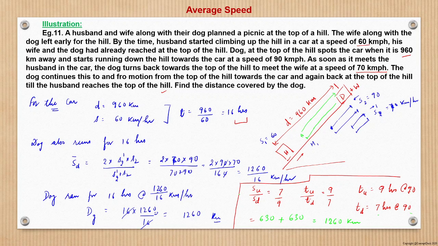kilometer. So this is method 2, roughly we can say so. The total time is 16 hours. The movement upward to the movement downward is 7 is to 9, right? So the time taken for the upward movement upon the time downward will be just the reverse, because the distances are the same in both cases, right? We saw that the distance downward and the distance upward is the same, so the time will be just the reverse of the speed. So in that case 9 by 7, so 9 into 70 and 7 into 90, and we get the answer as 1260 kilometer total distance covered by the dog. So that is the answer to this question.